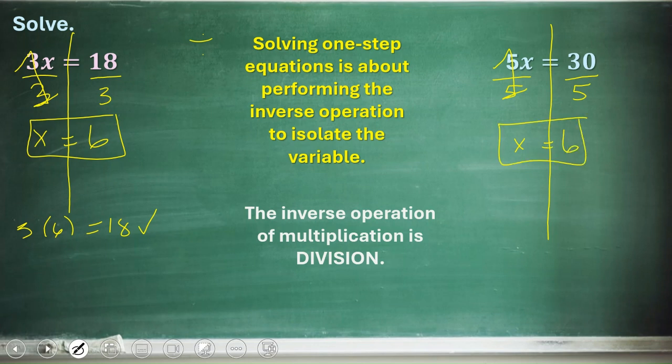All right, lastly, let's check our answer by plugging it in. Everywhere I see x, I'm plugging in 6 in my original equation. 5 times 6 is 30. That's correct. We've solved both of these one-step multiplication equations correctly.